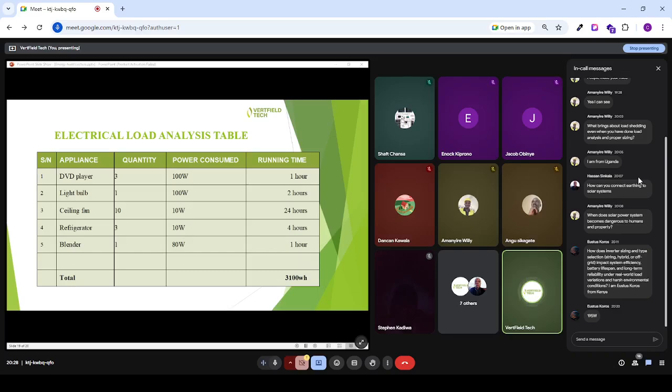Mr. Koros, he's speaking from Kenya, is asking: how does inverter sizing and type selection, string, hybrid or off-grid, impact system efficiency, battery life, and long-term reliability under real-world load variations and harsh environmental conditions? Oh wow, that's a very big grammar to use for this question.